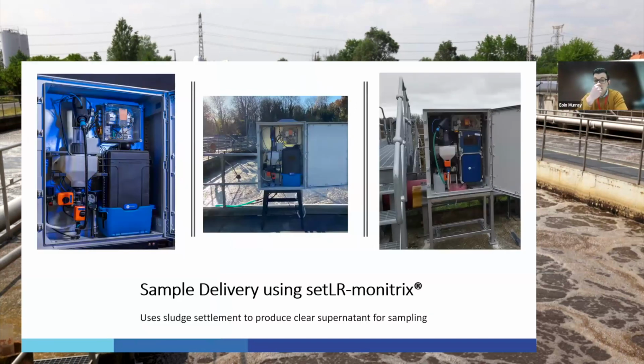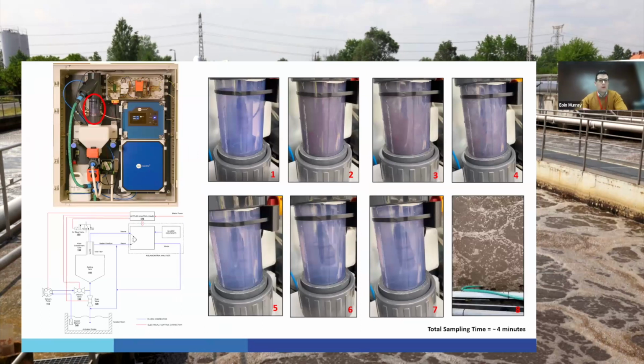So that's the analyzer itself, and now that brings us on to the sampling and the pre-treatment system that we use to monitor continuously within aeration systems and other activated sludge processes. The product itself is called Settler Monitrix, and it's designed to be combined with our analyzer technologies. And in terms of how it operates, to the top left, you can see the configuration of the Settler system combined with an Aquamonitrix analyzer.